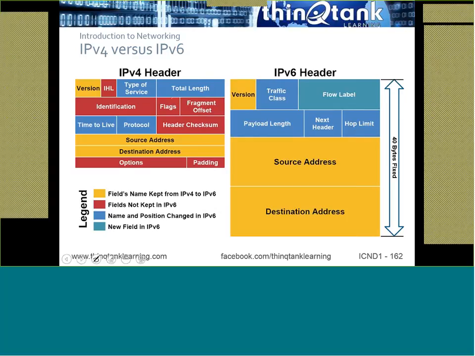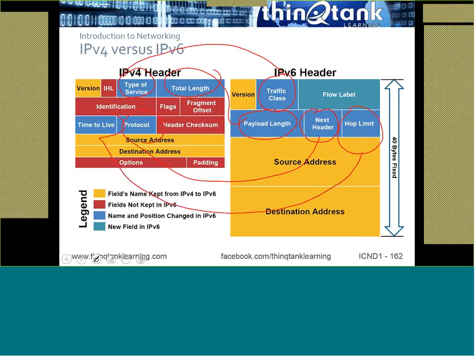Now there are the blue fields here. These represent the fields that were simply just renamed. So traffic class is type of service. Payload length is total length. Next header is protocol. Makes sense. Hop limit, well, that's a good name. It's better than time to live, because hop limit is how many hops can I go through to reach a destination.